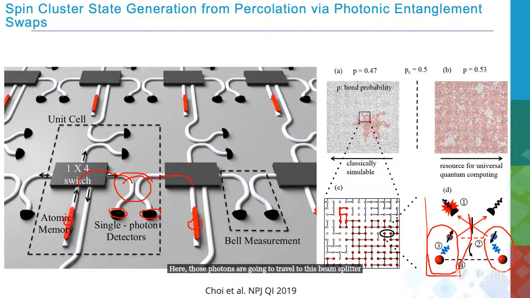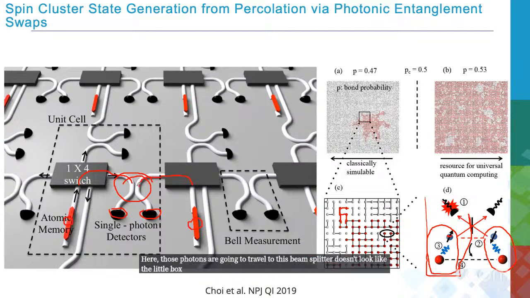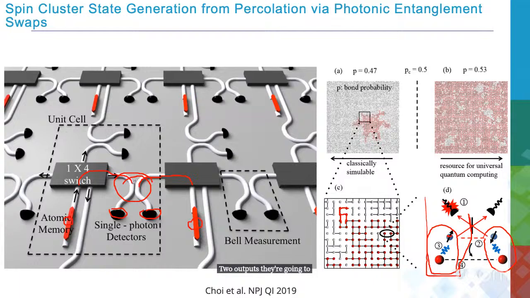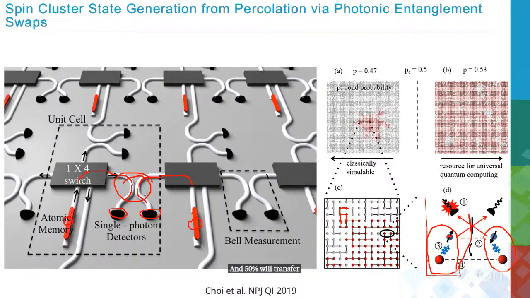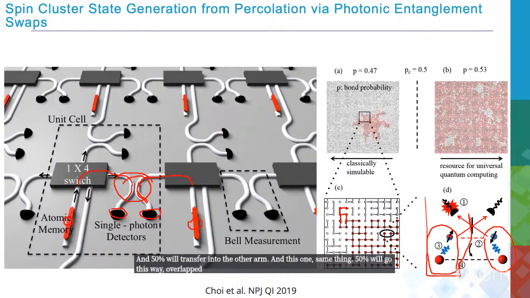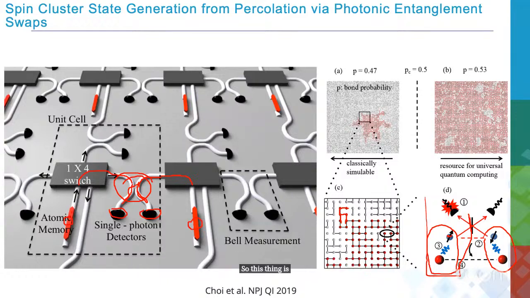It doesn't look like the little box beam splitter I drew, but it works exactly the same. I have two inputs, two outputs. They're going to split. So this one, 50% of its energy will go this way, and 50% will transfer into the other arm. And this one, same thing. 50% will go this way, overlapped with the other one, and 50% will transfer to the other arm, overlapping with its straight-through transmission. So this thing is doing the same thing as a beam splitter. We call it a directional coupler, but it's a beam splitter.